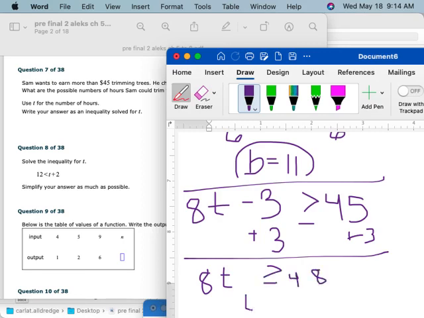And T, divide by 8 on both sides, and we get a 6. So he can work 6 hours or more. So 6 or more hours, because it says greater than or equal to.